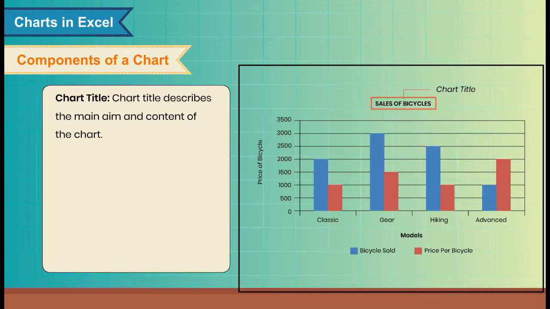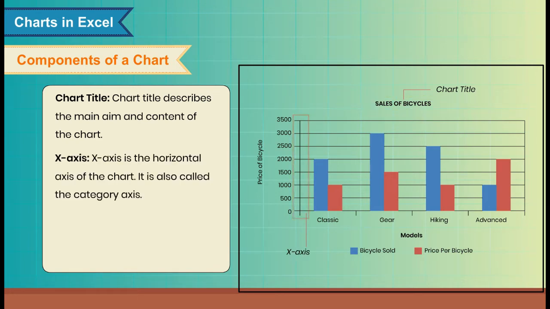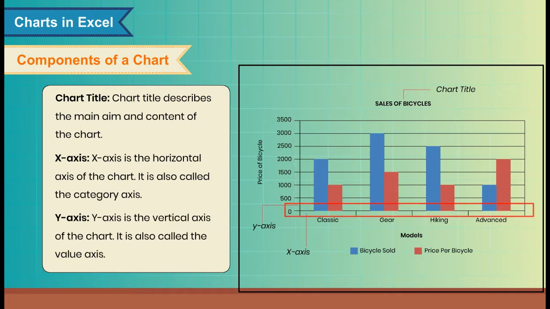Chart title. Chart title describes the main aim and content of the chart. X-axis. X-axis is the horizontal axis of the chart. It is also called the category axis. Y-axis. Y-axis is the vertical axis of the chart. It is also called the value axis.